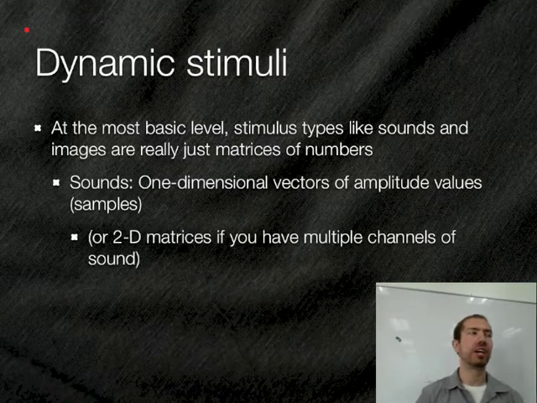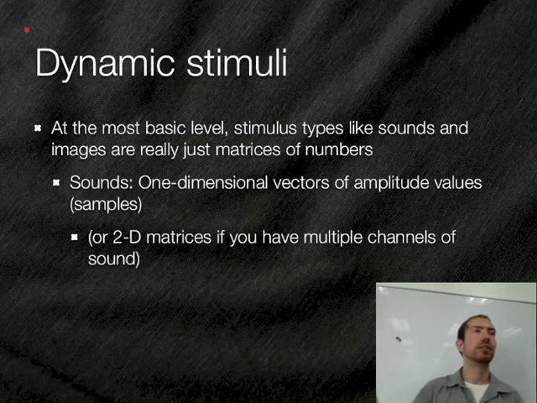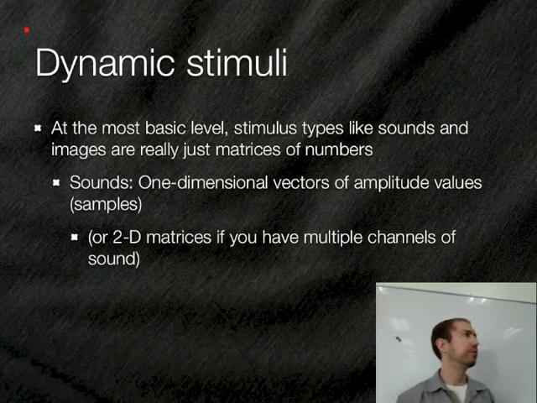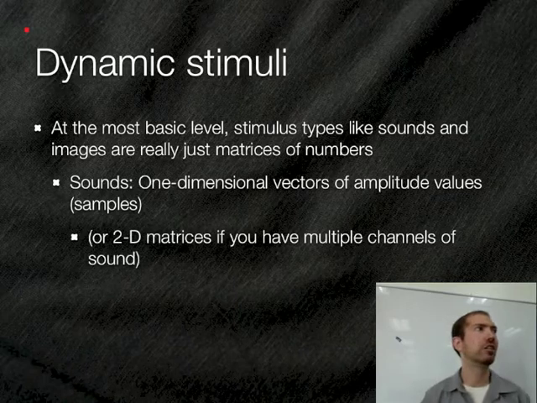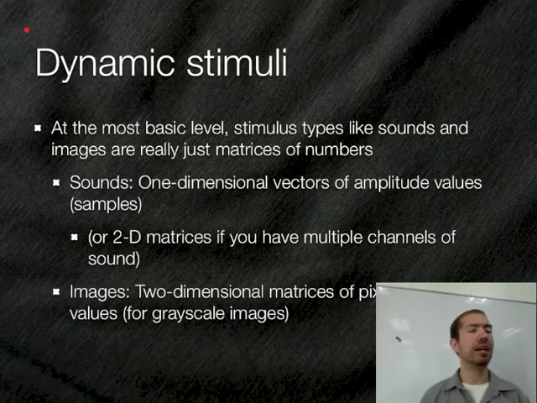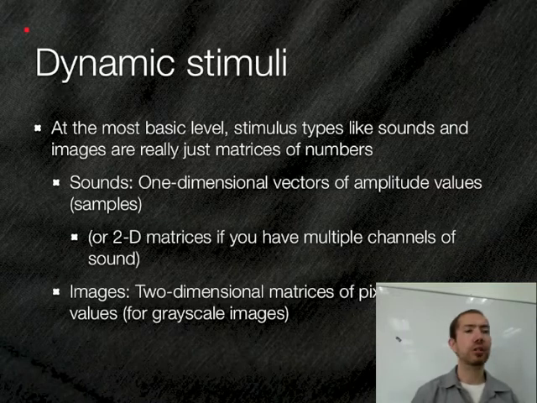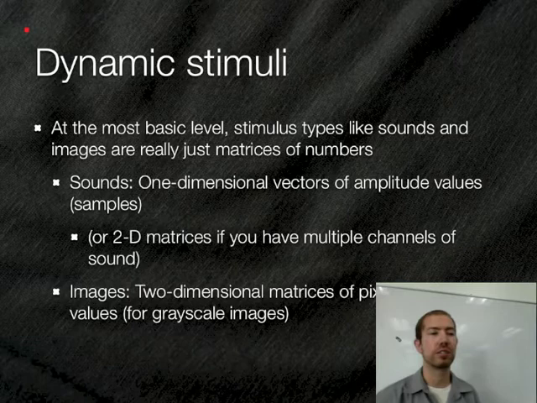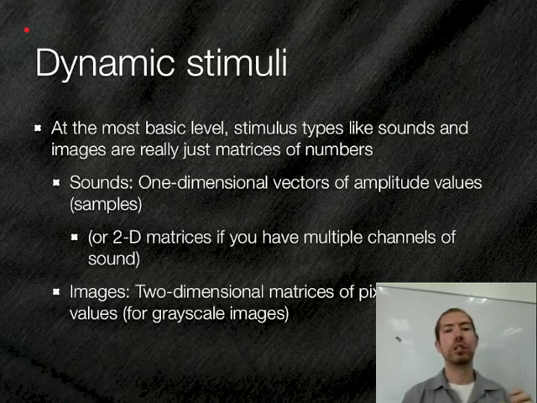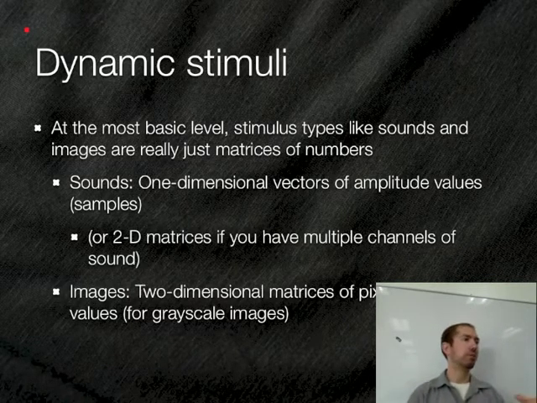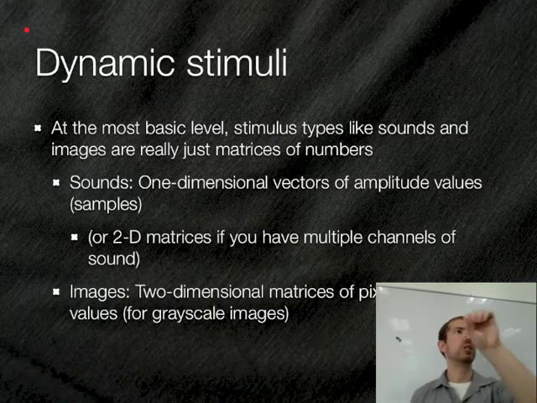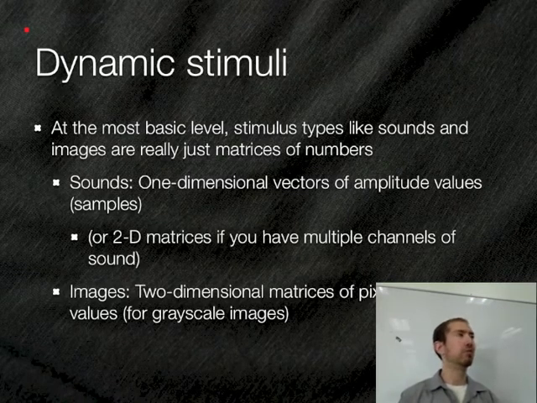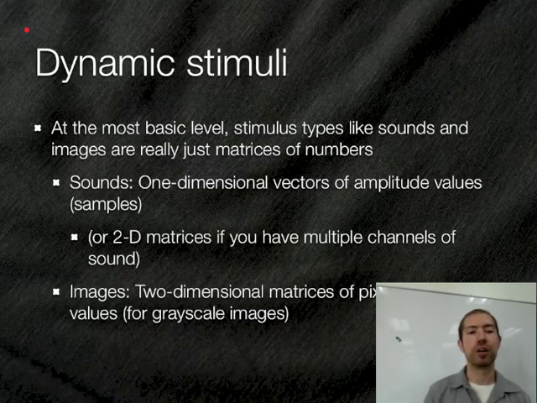If you have a left and right channel, you might have a line of numbers for each channel representing that sound wave in each channel. But in its simplest form, a sound is a one-dimensional vector of amplitude values. An image, when you look at it, looks like a picture, but how it's really represented in the computer is as a two-dimensional matrix of brightness values, right? Each pixel has a brightness, and that brightness is represented by a number. So what looks to you like a grayscale image is really just a grid of numbers.